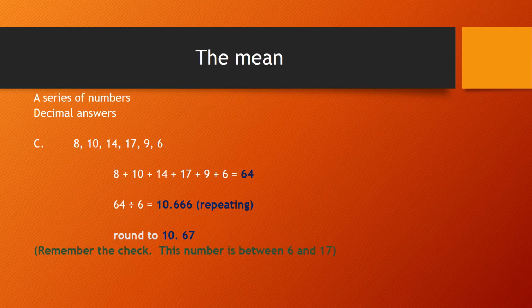If you did it on a calculator, it would likely show you 10.6666667. Depending on how many digits you have on your calculator, it will round, or you should round, to 10.67. That's if you're asked to round to 2 digits. If you're rounding to 1 digit, it would be 10.7. But often we round to 2 digits after the decimal.